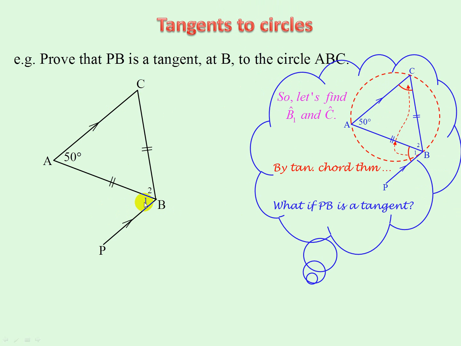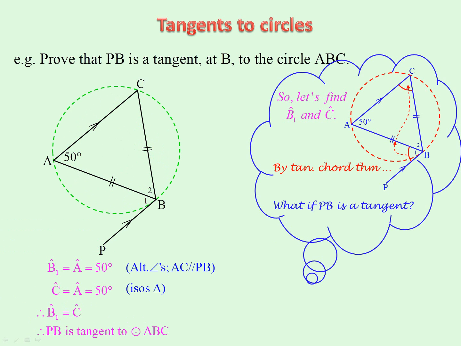So let's find B1 and C to see if they're equal to one another. B1 equals A, 50, reason, alternate angles stating the parallel lines. C equals 50 degrees, reason, isosceles triangle. So we have B1 and C equal. Therefore, that is a tangent to that circle, and the reason is converse alternate segment theorem, converse tan chord.